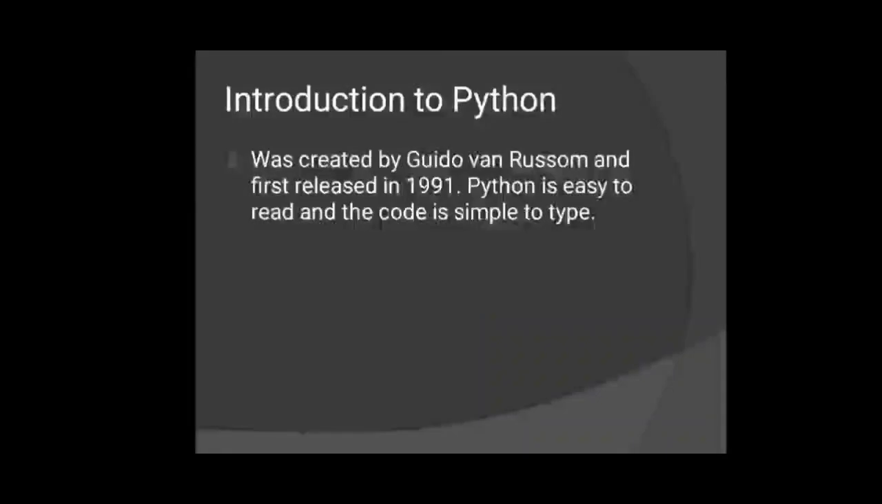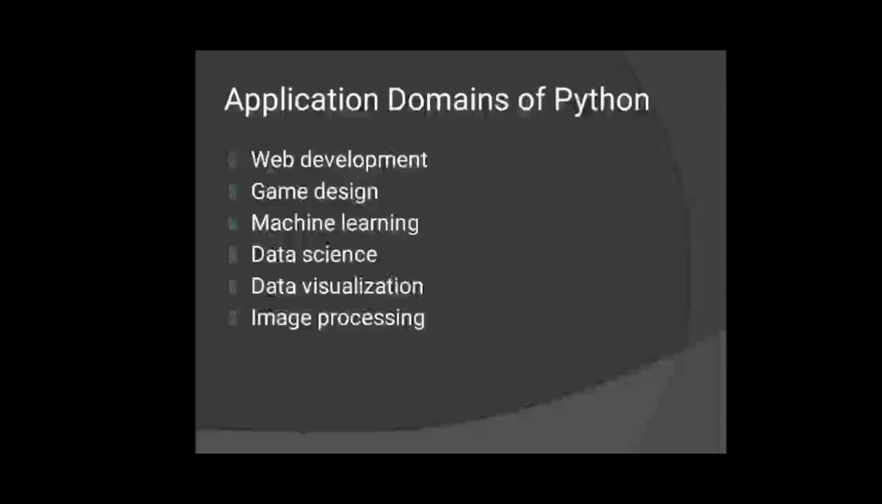So firstly, we will discuss Python. What is Python? It was created by Guido van Rossum and first released in 1991. Python is easy to read, and the code is simple to type compared to other programming languages.